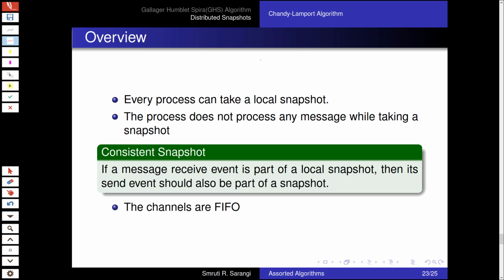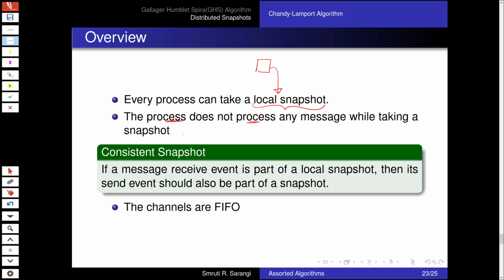So what we do is that every process takes a local snapshot of its state. A snapshot is basically a photograph of the entire system, such that if anything is wrong with it, I can analyze the snapshot and find out what is wrong. But even taking a photograph of a distributed system where there is no clock synchrony is hard, right? So we are looking at one way of doing it. The algorithm is that every process takes a local snapshot. Furthermore, the process does not act on any message while taking a snapshot.